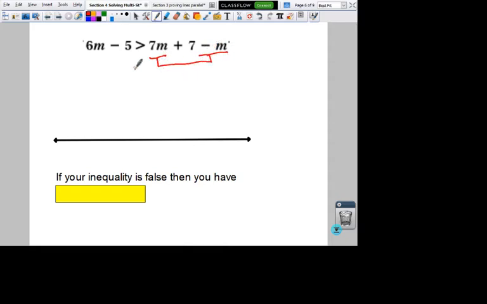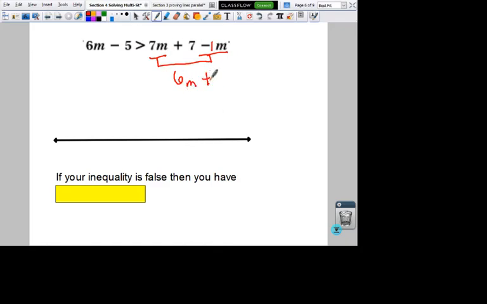So I go 7M minus, what number is in front right here, even though I'm not writing it? One. Alright, I combine them. 7M minus 1M is 6M.